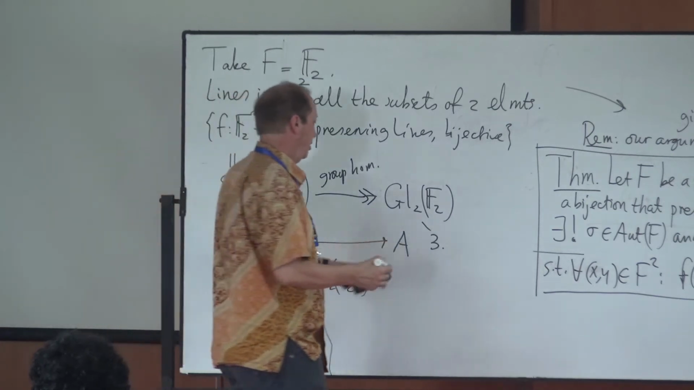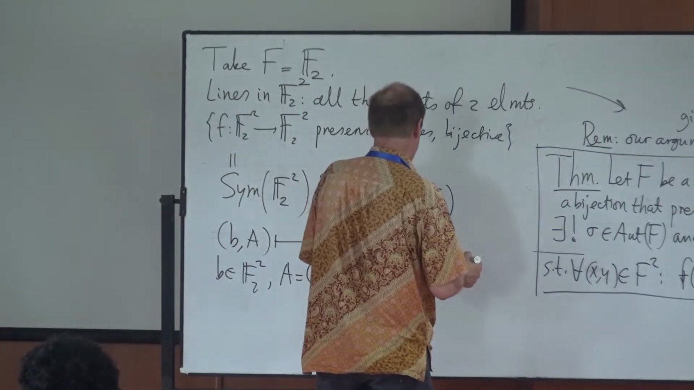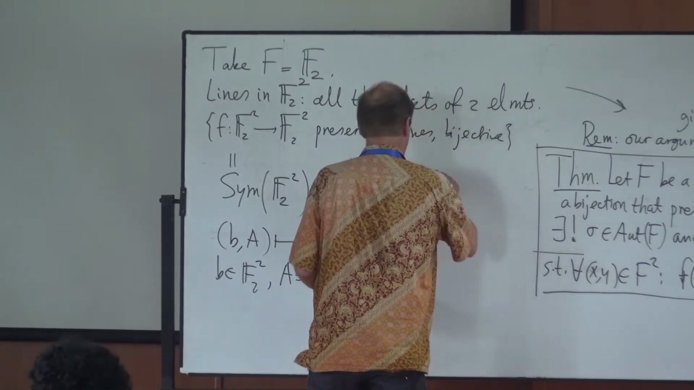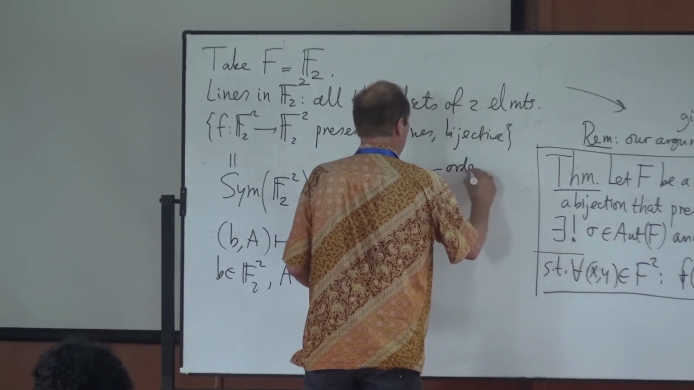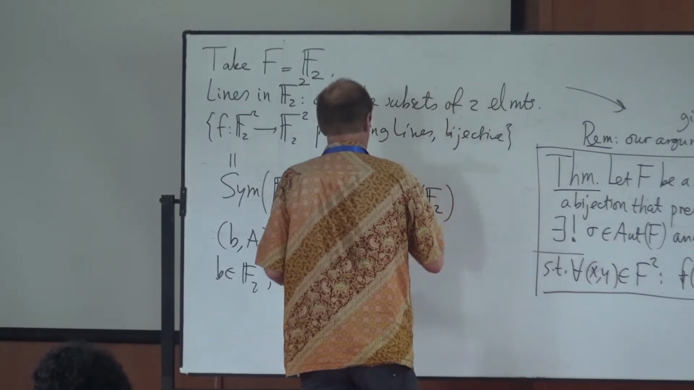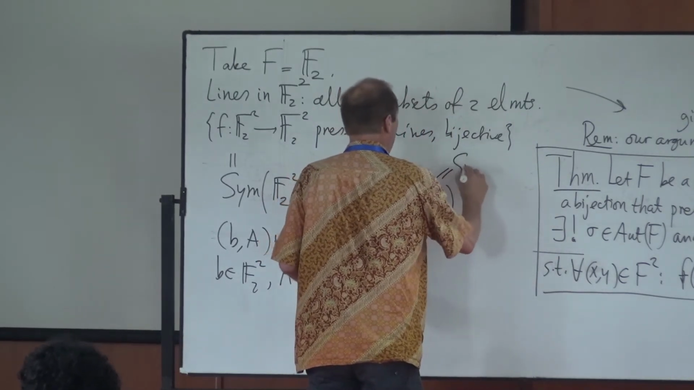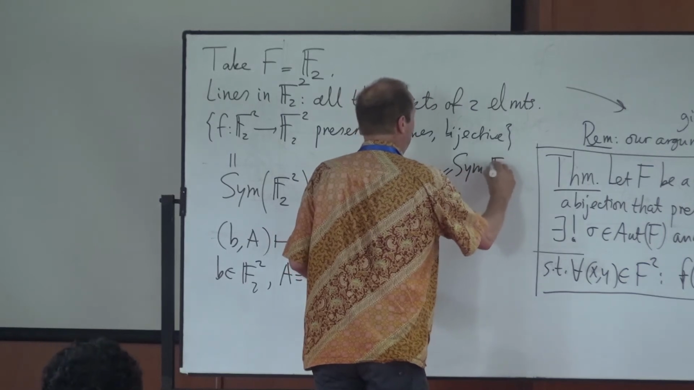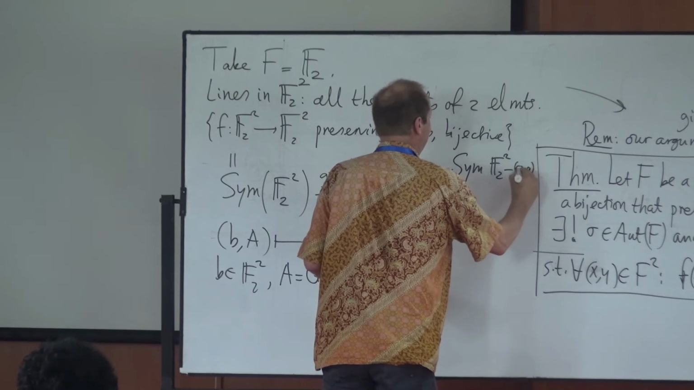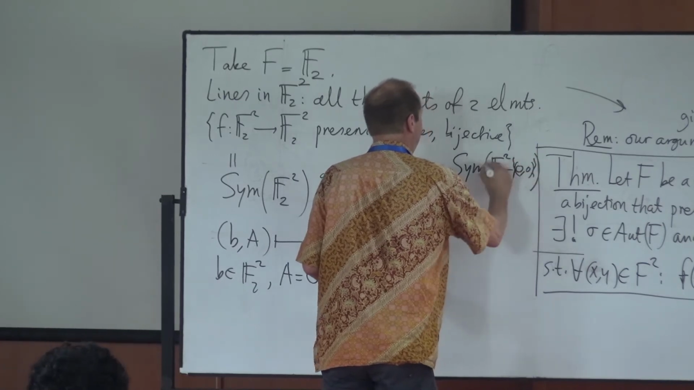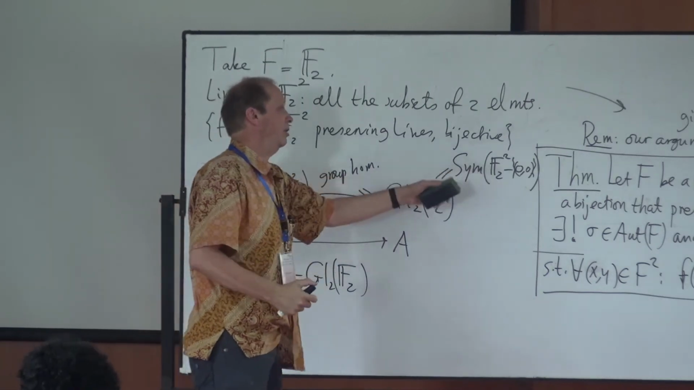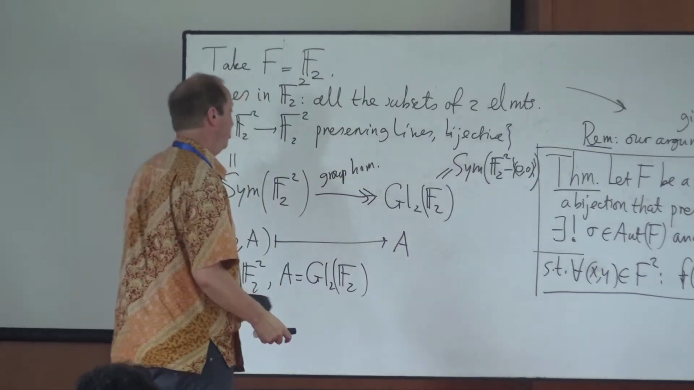So these are, why do I write 3? These have order... or, well, actually, let me write it correctly. This is the same as the sim of F2 squared, but I remove the (0,0). So then I have a set of 3 elements, and the way GL2F acts on F2 squared gives all the permutations of these 3 points.